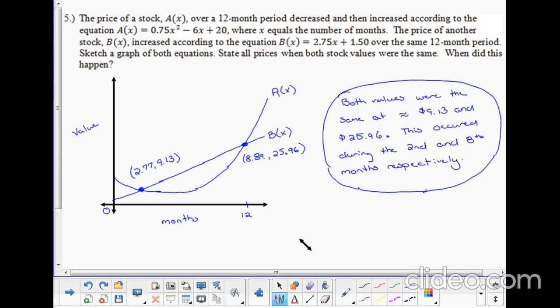And this is a good place to stop. So at this point we have concluded the SE.3 notes, taking a look at nonlinear systems of equations.